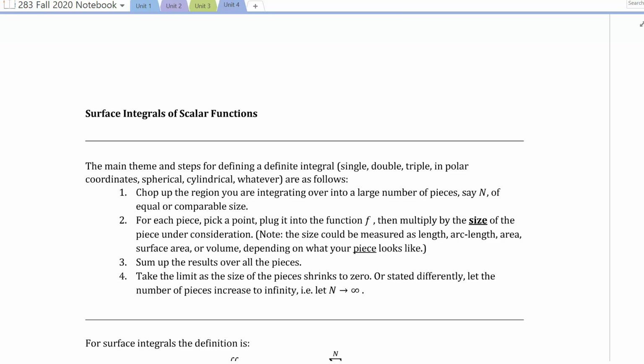For a line integral, that represented an arc length. For double integrals, it represented the area of the region we were integrating over. For triple integrals, it represented the volume of the region. So that size could mean different things in different contexts, as we've seen.